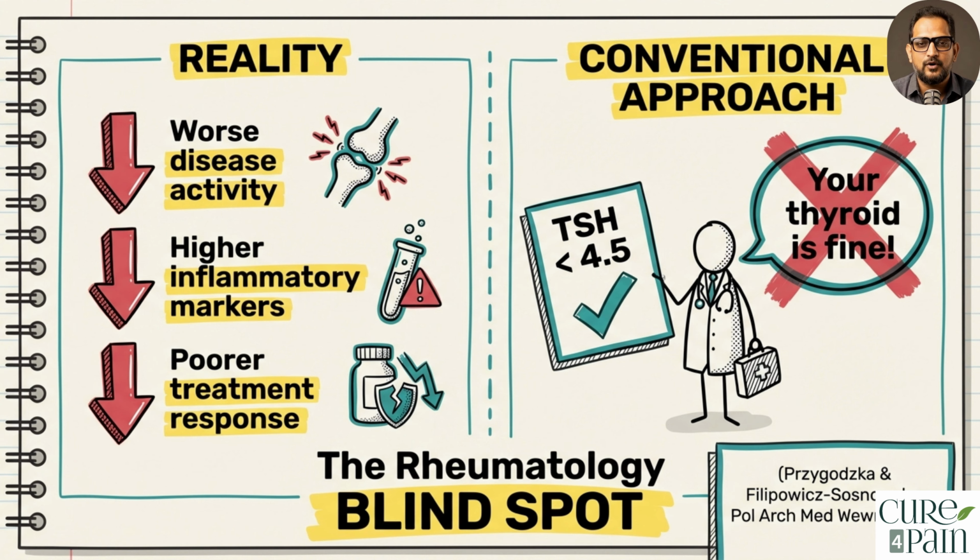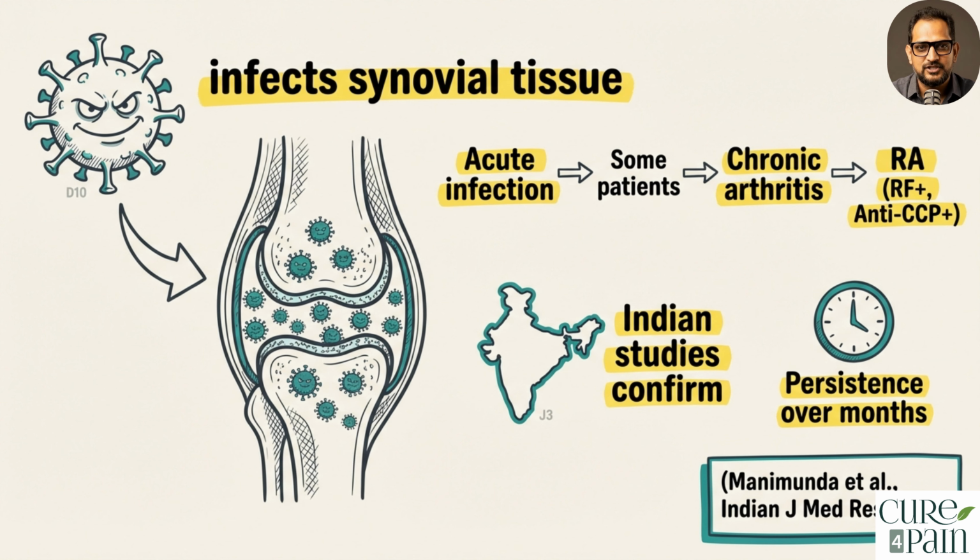Yet conventional rheumatology almost never optimizes thyroid function in RA patients. They check TSH, see it's under 4.5, and say, "Your thyroid is fine." But it's not fine, it's suboptimal. And that suboptimal thyroid function is directly contributing to immune dysregulation.